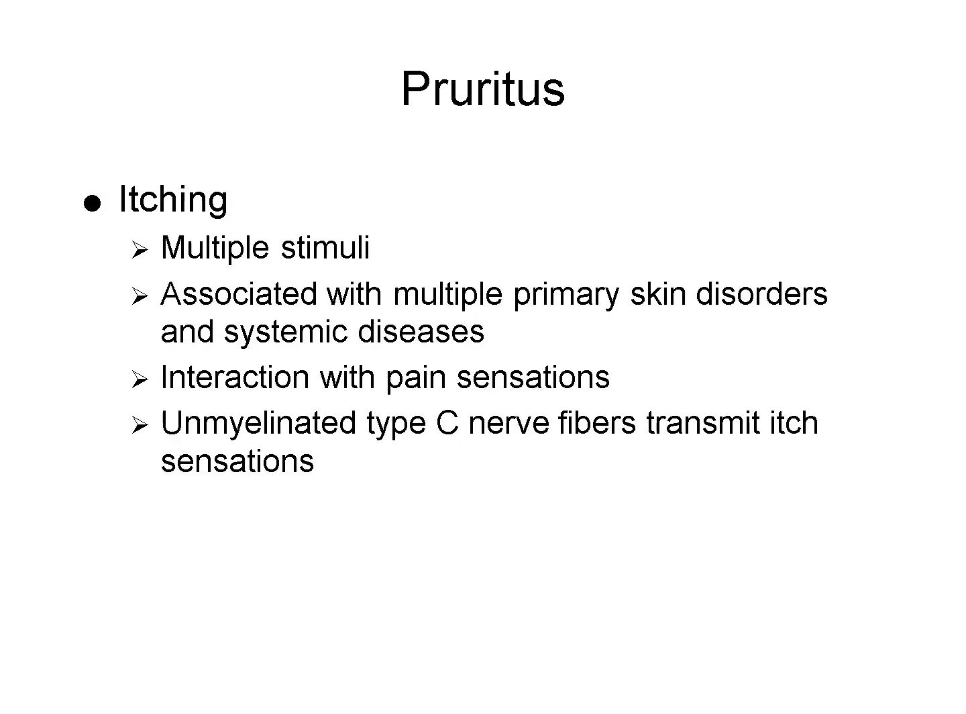Pruritus, or itching, is one of the most distressing symptoms of skin disease. It can result from primary skin disorders, systemic diseases, or even neurological causes. Itching is transmitted by unmyelinated C nerve fibers, which also interact with pain pathways. Persistent pruritus can lead to scratching, causing secondary skin damage.